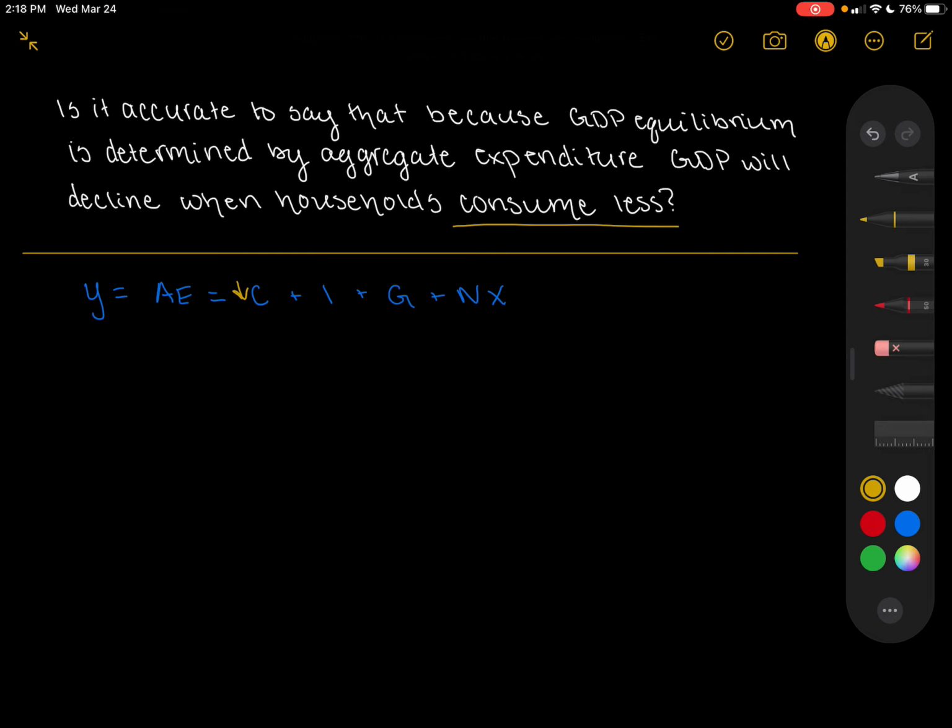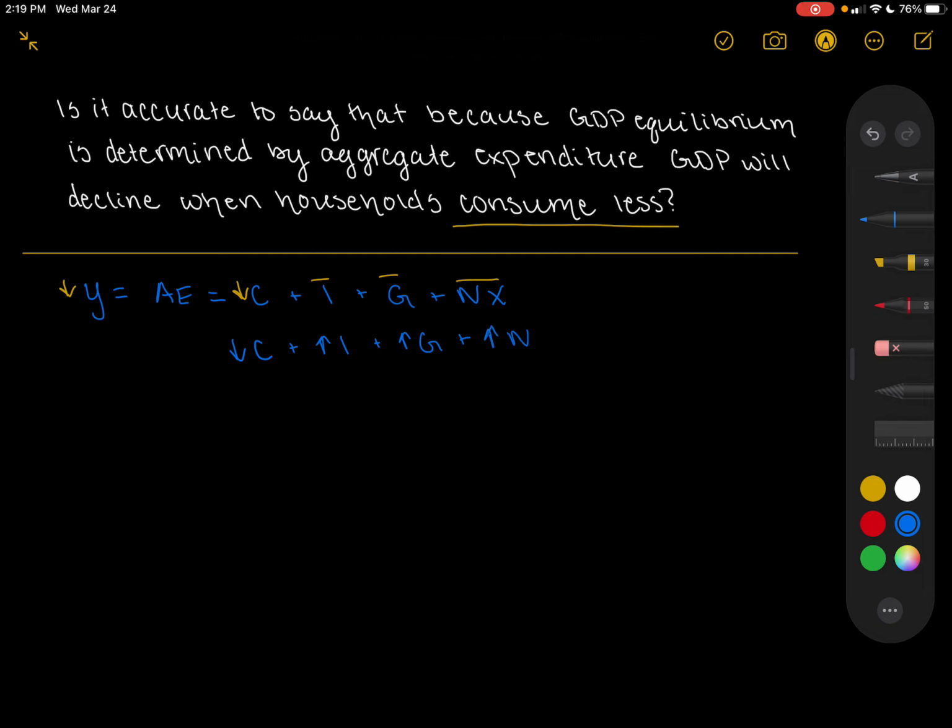Now, if all of these other factors, investment, government spending, and net exports, were held constant, then sure, we could say that the GDP equilibrium will go down as consumption decreases, but we're not told that. What we have to infer is that just because consumption is going down, that's not to say that investment may not have gone up, along with government spending and net exports.